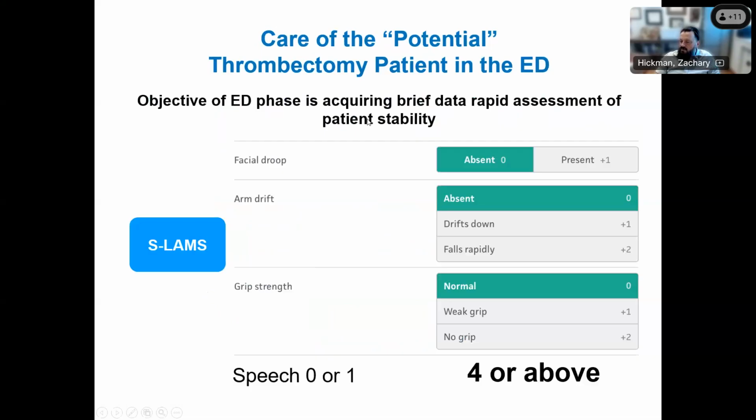In terms of SLAM, it's basically the LA motor scale, which is facial droop, whether absent or present; arm drift, whether absent or whether the arm drifts down or falls rapidly; and grip strength; and then speech, which is also denoted as 0 or 1, 0 being normal, 1 being abnormal. A score of 4 or above is considered highly likely to indicate an LVO. That's typically done by EMS. If somebody gets picked up in an ambulance and they calculate a SLAM score of 4 or above, they will alert the hospital they're bringing them to that this is a potential LVO.